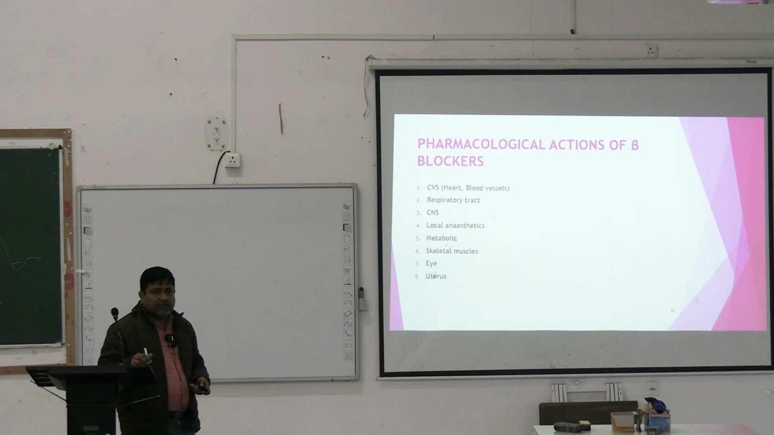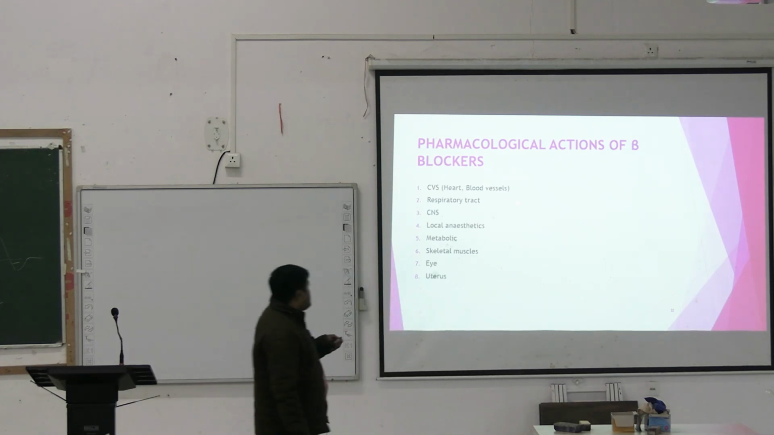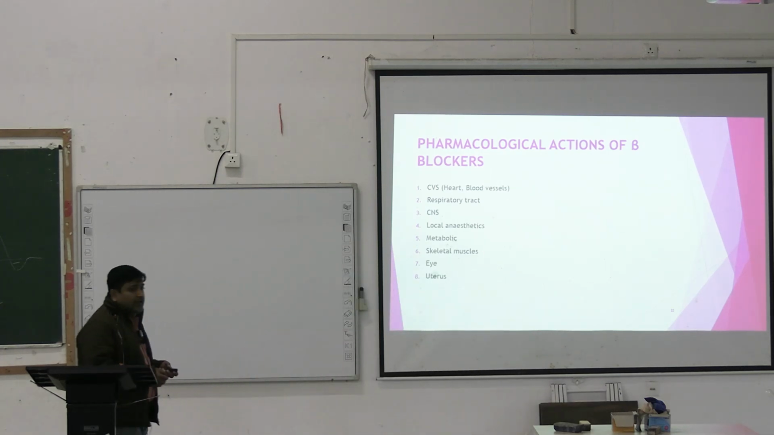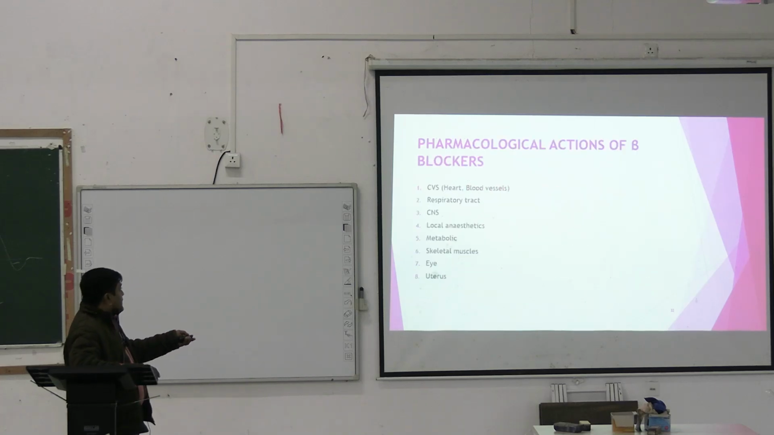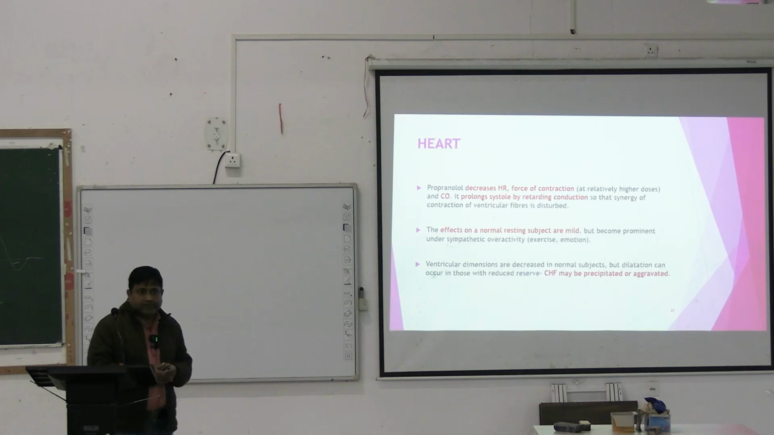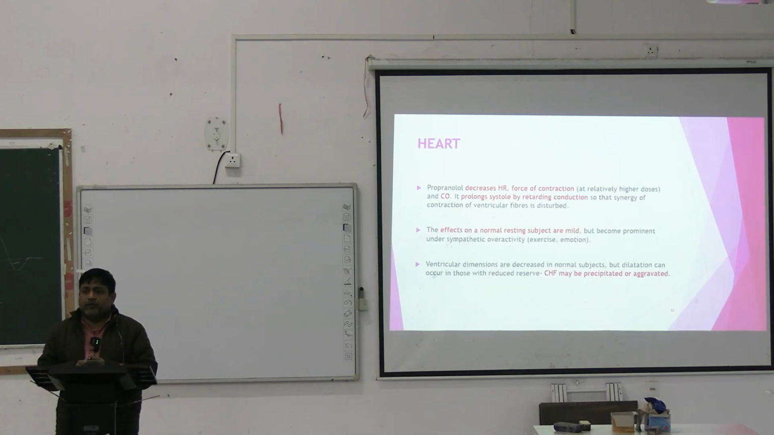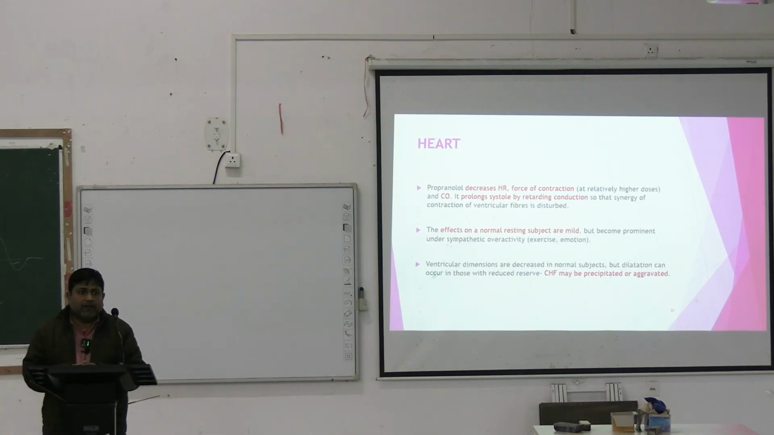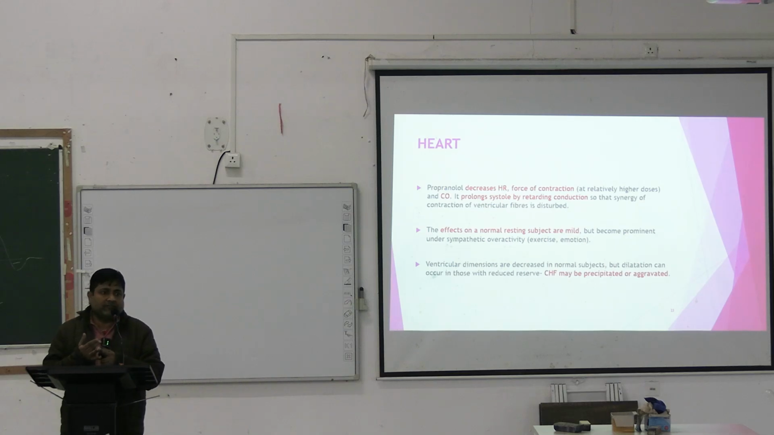Pharmacological actions of beta blockers: they can act on the heart, blood vessels, respiratory tract, CNS. They can act as local anesthetic, and have metabolic effects, effects on skeletal muscles, eye and uterus. Coming to the heart, what will beta blocker do on the heart? It will decrease the heart rate because it antagonizes beta 1 receptors, and it will decrease the force of contraction.